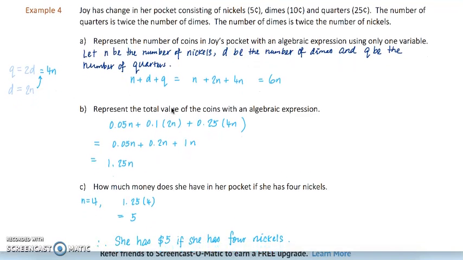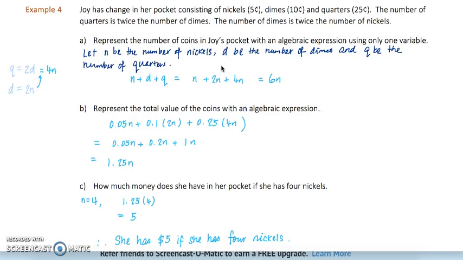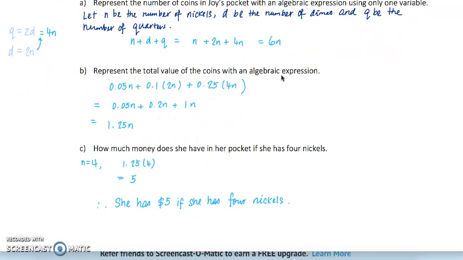So to represent the number of coins in Joy's pocket, you will add N and D and Q, or N plus 2N plus 4N together, that's 7N. To represent the total value of the coins, you have to multiply the value of each coin by how many that you have. So 0.05 times N plus 0.1 times 2N for dimes plus 0.25 times 4N for quarters. And you're going to simplify this to 1.25N.